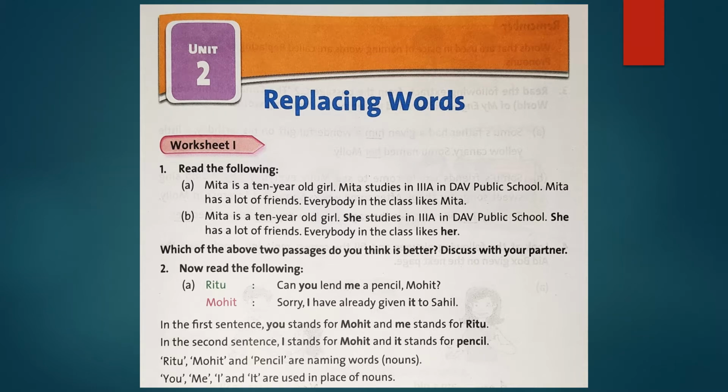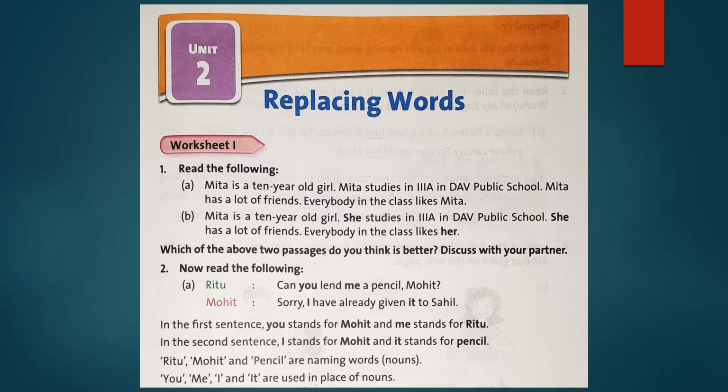Worksheet 1, I'll read the sentences. Just see, children. Then I'll tell you what are replacing words. This is an example. First one. Meeta is a 10-year-old girl. Meeta studies in class 3A in DAV public school. Meeta has a lot of friends. Everybody in the class likes Meeta.